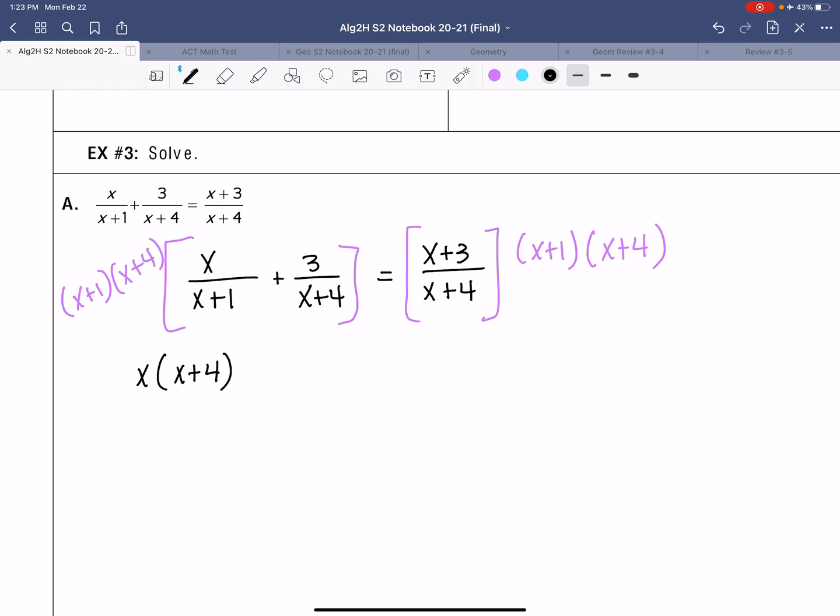Okay, looking at my second one, we'll put a plus. On the second one, the x plus 4 and the x plus 4 will cancel, so I will have this x plus 1 times 3, or 3 times x plus 1. So I'm going to get 3 times x plus 1 equals this other side, x plus 4, cancel, cancel. So I'm going to have x plus 3 times x plus 1.